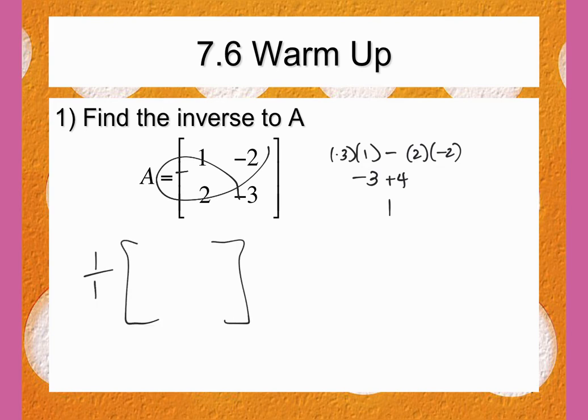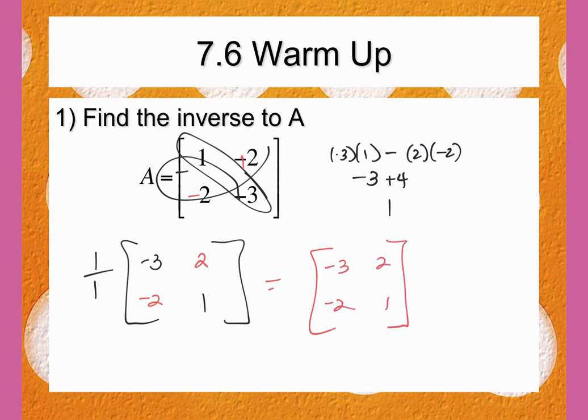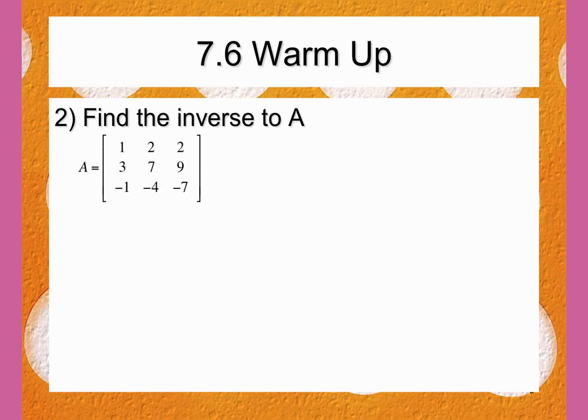And then we switch the locations of the A and D. So it'd be -3 and 1, and then we change the signs on the other two. So this ends up just being -3, 2, -2, 1. Easy stuff, right? Then comes the torture, okay?